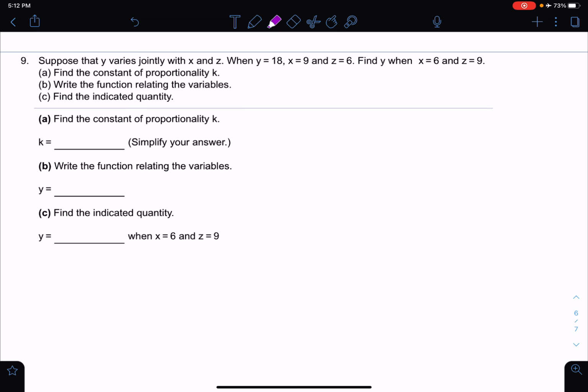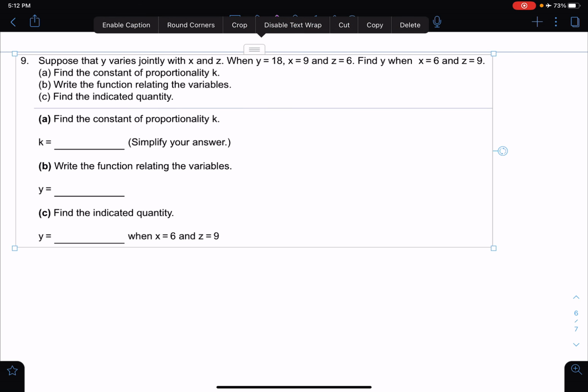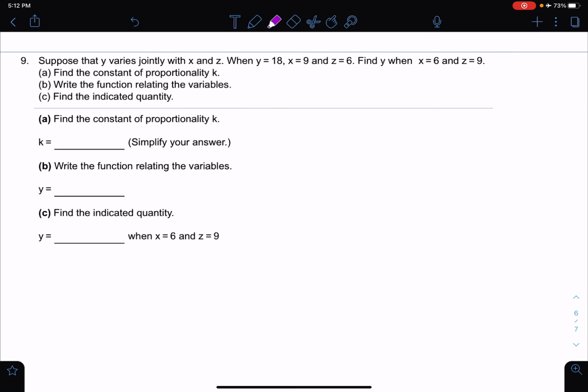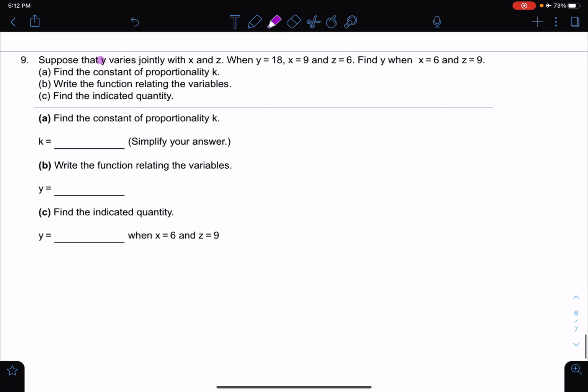So suppose that y varies jointly with x and z. The equation you're going to use for this is y equals k times x times z. It is very similar to that direct variation problem, but we have an extra variable, so it's not a linear line anymore. It's actually a plane. It's 3 dimensions. I'm not going to ask you to graph that, but I think you can still figure this out.